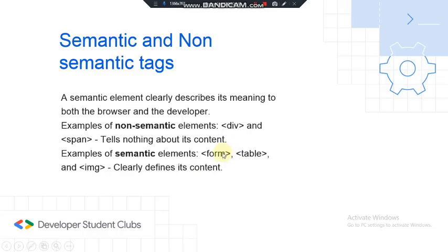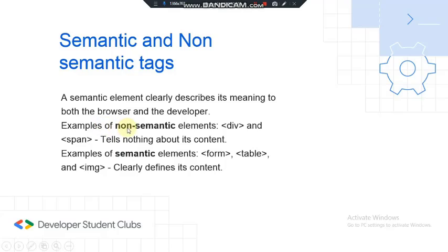So when you use the form tag, it clearly defines what this tag contains, which means a form tag will contain only a form. So it is very clear what this tag contains. Same goes for table. A table tag is used only for creating a table, and the image tag contains only images, so they are very clear about what they contain.